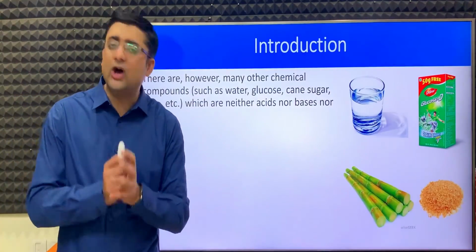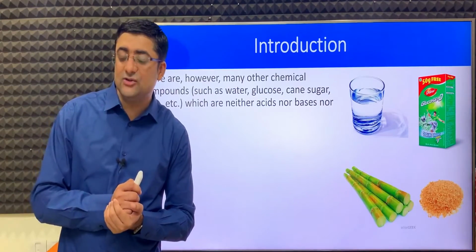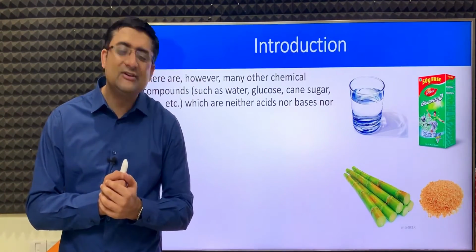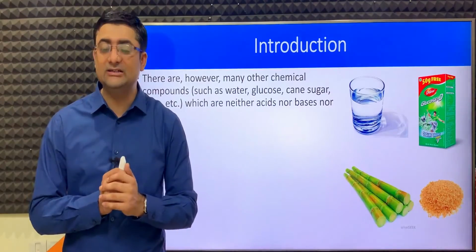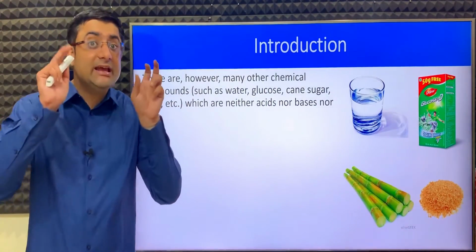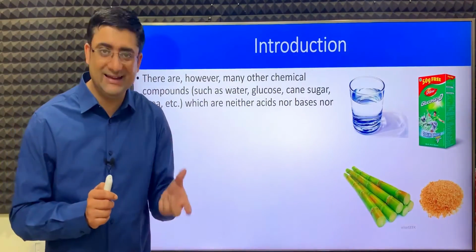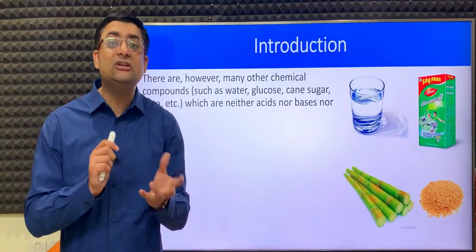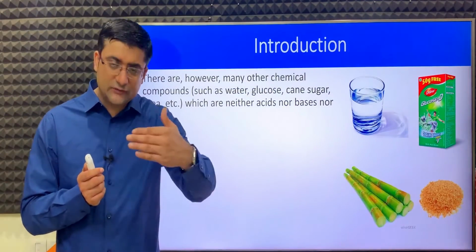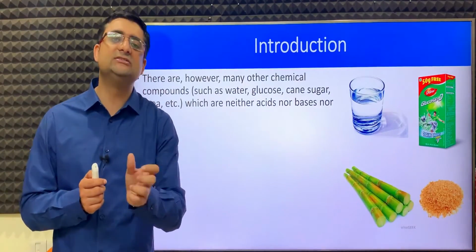Is this clear? So now the question is, if I give you a substance and I ask you, is this an acid or a base? How do you find out? For that, the answer is indicator. So indicators are basically special type of chemical substances which indicate whether a substance is an acid or a base. Hence they're called indicators. And how do they indicate? By change in color. Is this clear? So we'll learn in later videos the different indicators and how they change color in acids and bases.